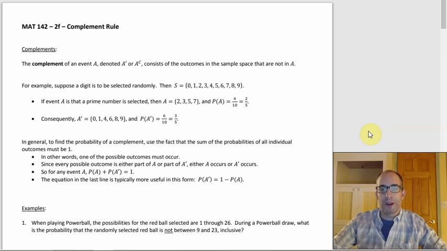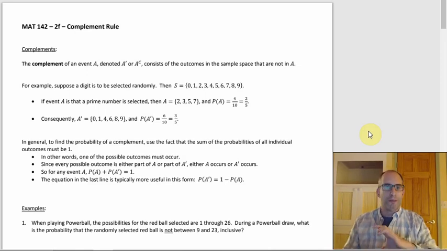2F is about the complement rule. And this is a very, very valuable tool to have because sometimes the event that you want to get the probability of is one that's really involved, right? Maybe it has a lot of different cases that you'd have to consider, but then the complement ends up being really simple. And then in order to get the probability of the event that you want, you could just get the probability of the complement and subtract, and you would basically have it.